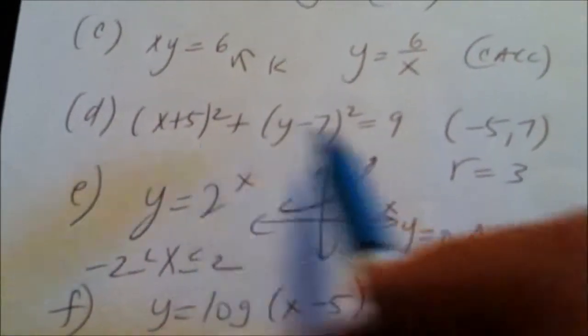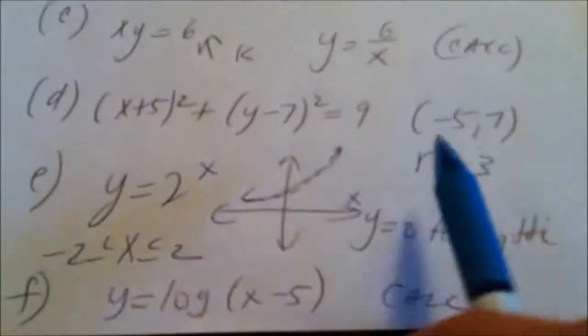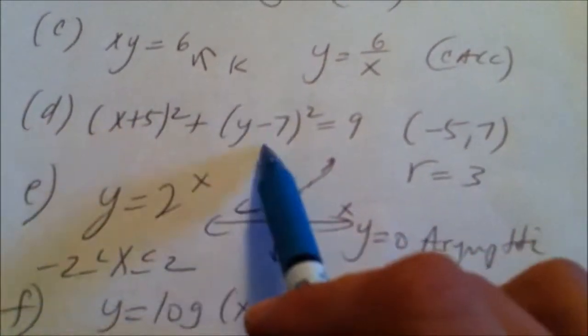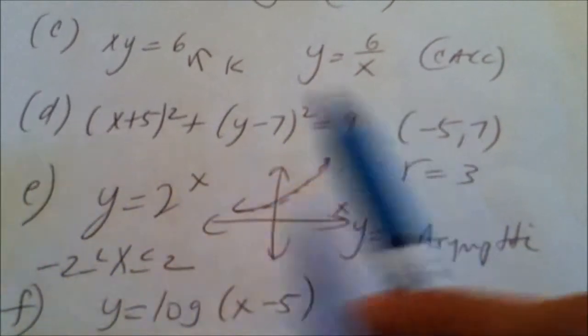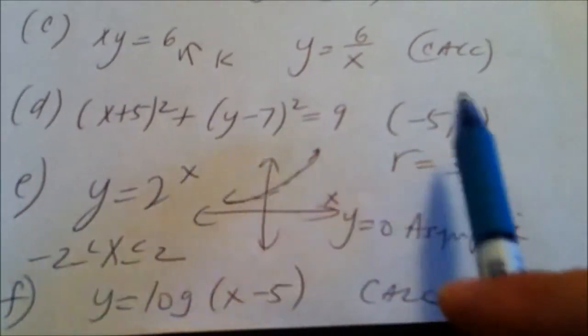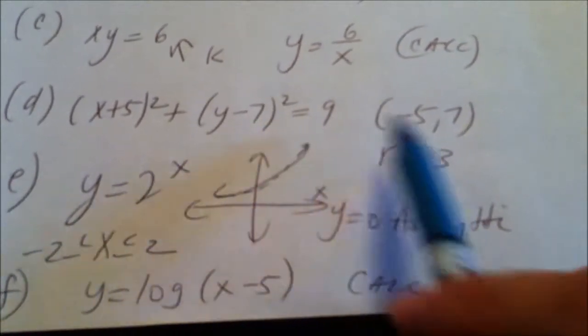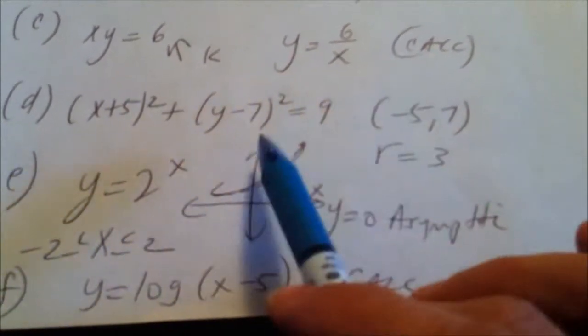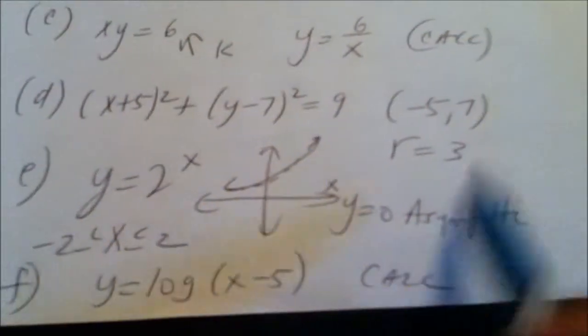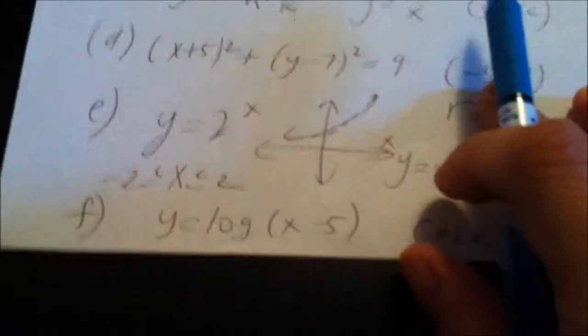For the next one, part D, it was a circle. How do I graph a circle? I find the center. They're always opposite. So this is plus 5, it'll be minus 5. This is minus 7, this will be plus 7. You would plot the coordinate negative 5, 7, and apply the radius, which is 3, because it's the square root of 9, up 3, left 3, down 3, right 3, and connect that with a compass if you have one.